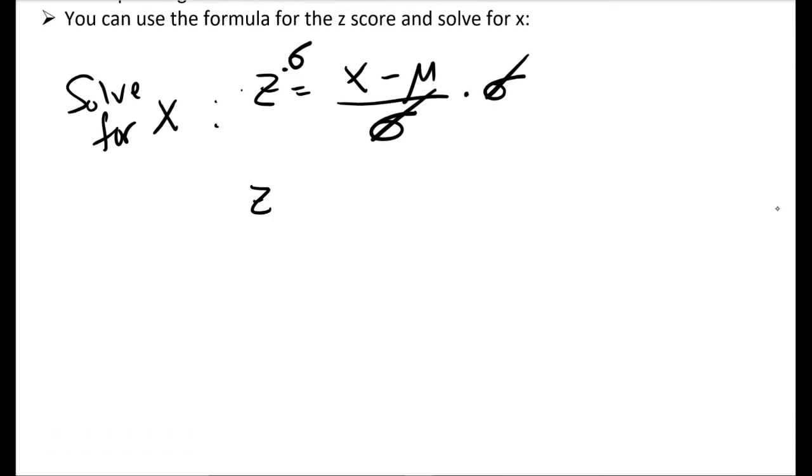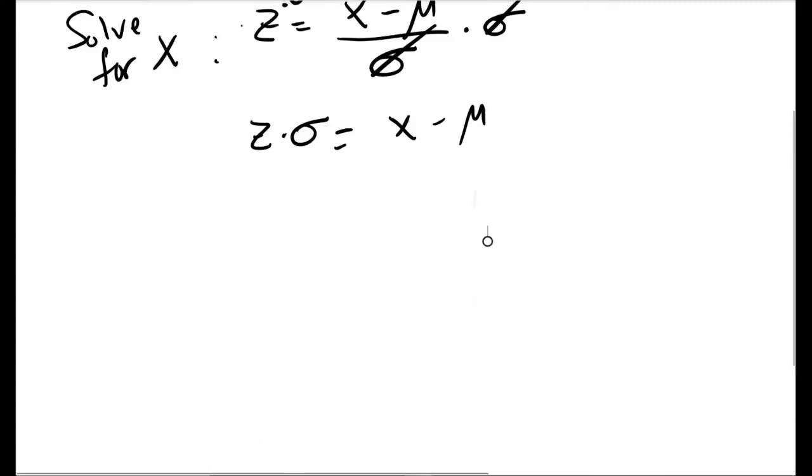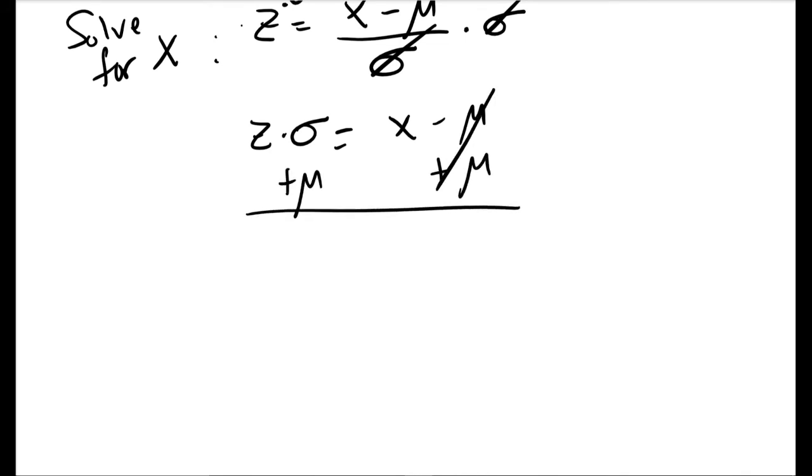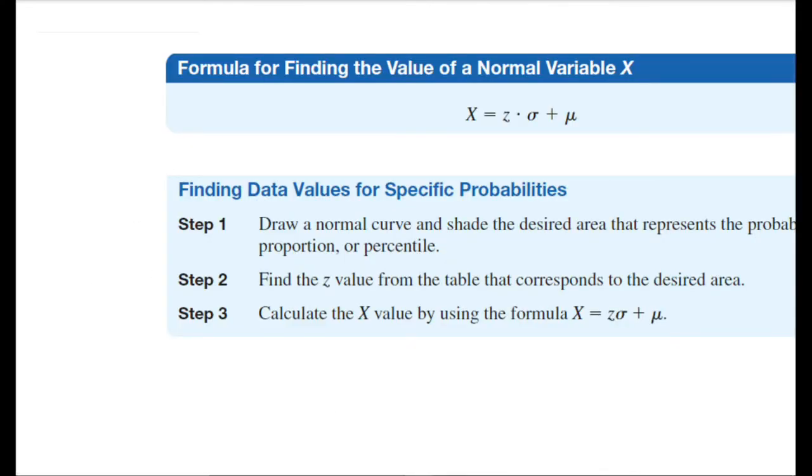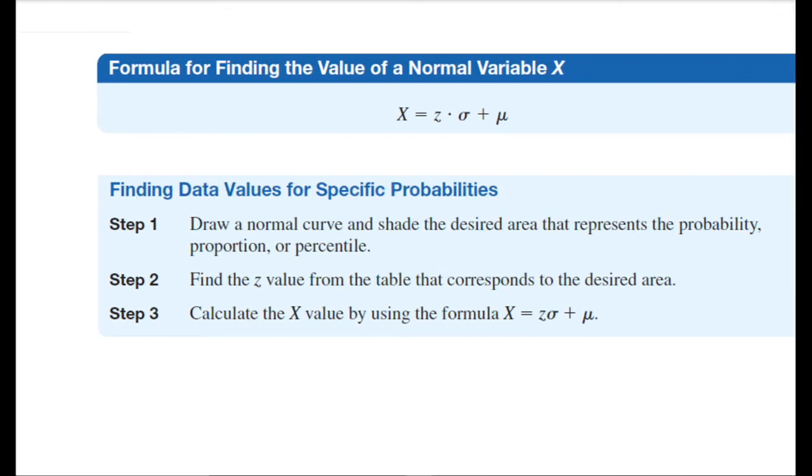So now we have z times sigma equals x minus mu. And then since we're solving for x, we're going to get rid of the mu by adding mu to both sides. So we get z times sigma plus mu equals x. And this is our formula for x. So basically to get x, you have to find the z-score, you have to know what sigma is, and you have to know what mu is. I went ahead and showed you that formula right here in a nicer format. To get x, we take the z times the sigma plus the mu. And that's how we get that formula which we solved for earlier.